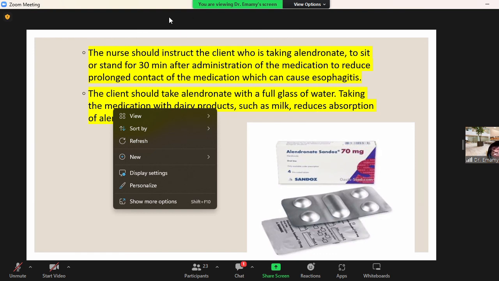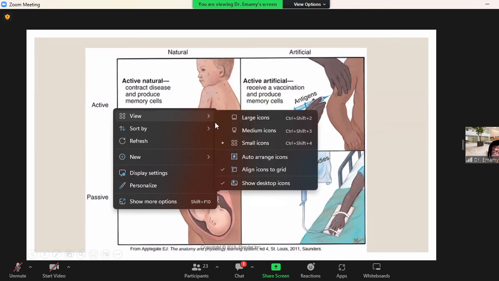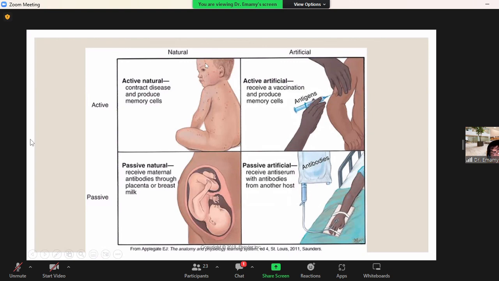You have this picture in your book, I guess it's chapter 15, immunologic drugs. Very important picture. If somebody catches a disease, like for example, chickenpox, this is natural active immunity. It's active because the patient's body makes antibody. The patient's white blood cells, B cells actually make antibody, and it's natural. If you get vaccinated, like a flu shot or COVID vaccine, that would be active artificial immunity. It's not natural, it's artificial, but it's still active because your B cells inside of your body actually make antibody.